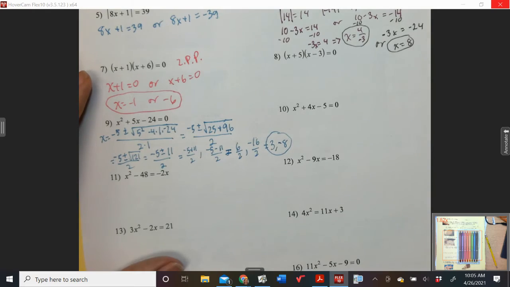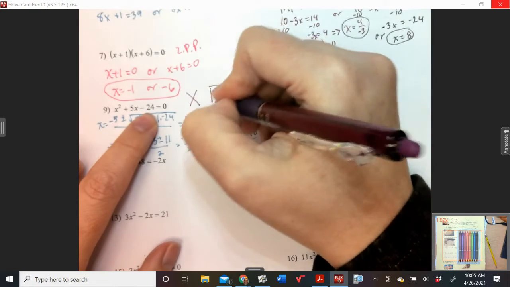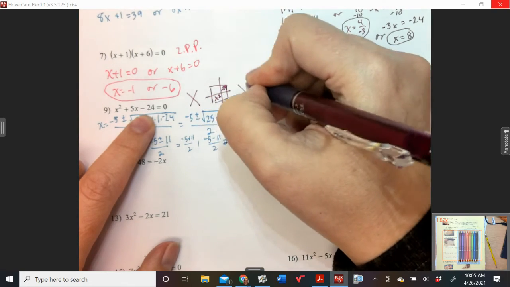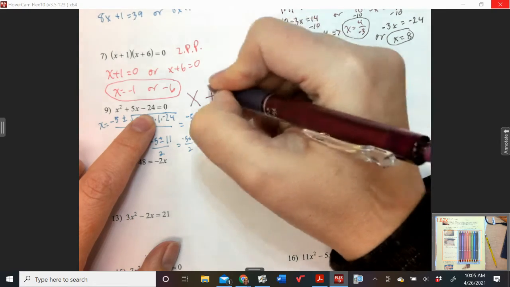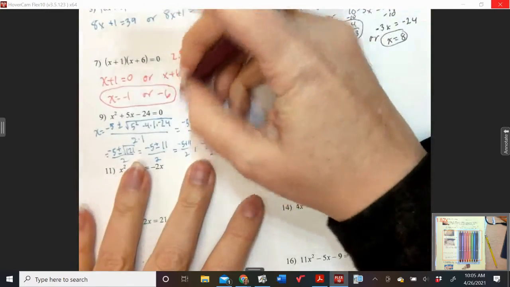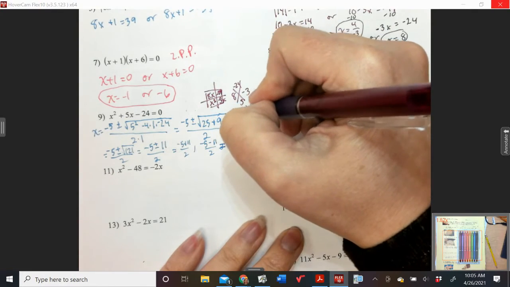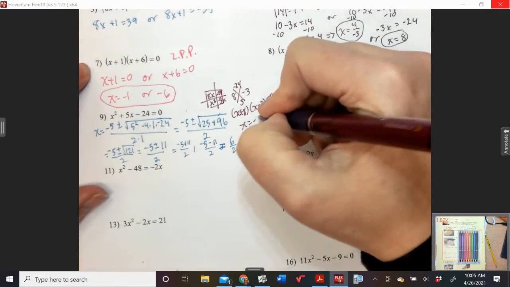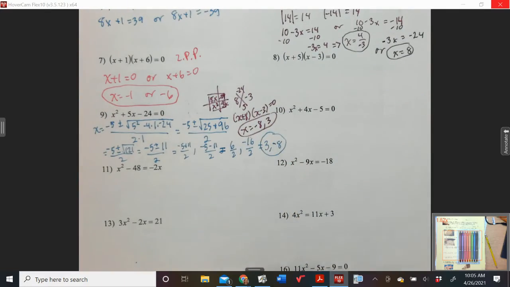If I factor, I break this up. X squared, -24 up here and 5 here. The numbers are 8 and -3. 8x minus 3x. So I did the box twice. And so this becomes x plus 8 and x minus 3 equals 0. And using what I did on number 7, x equals -8 or 3. I like this red way better than the blue way, but you may use whatever you want.